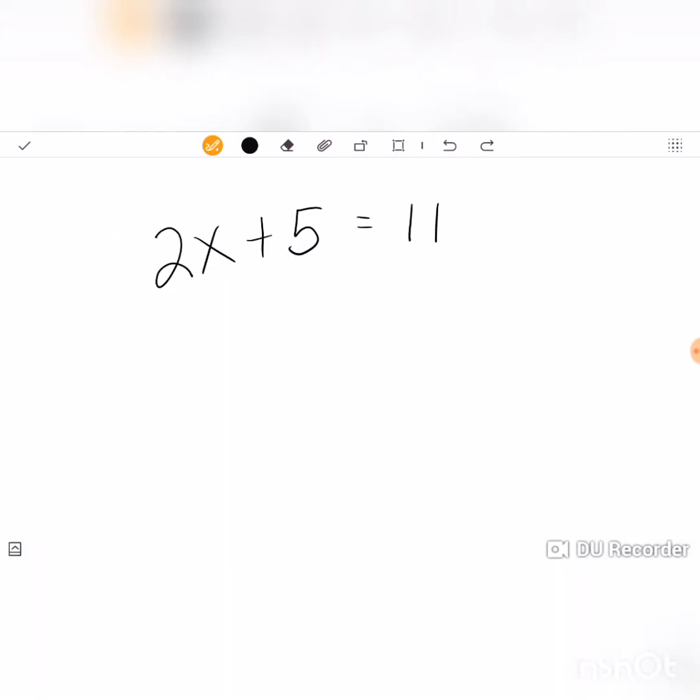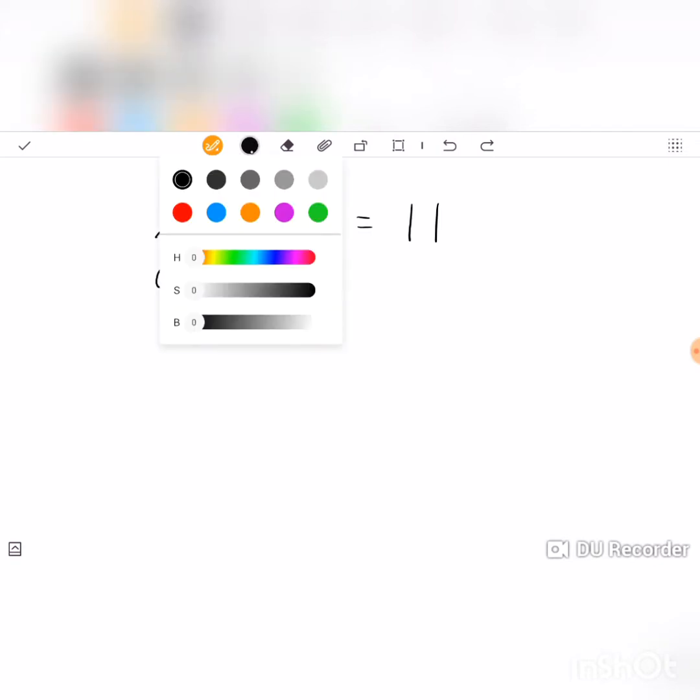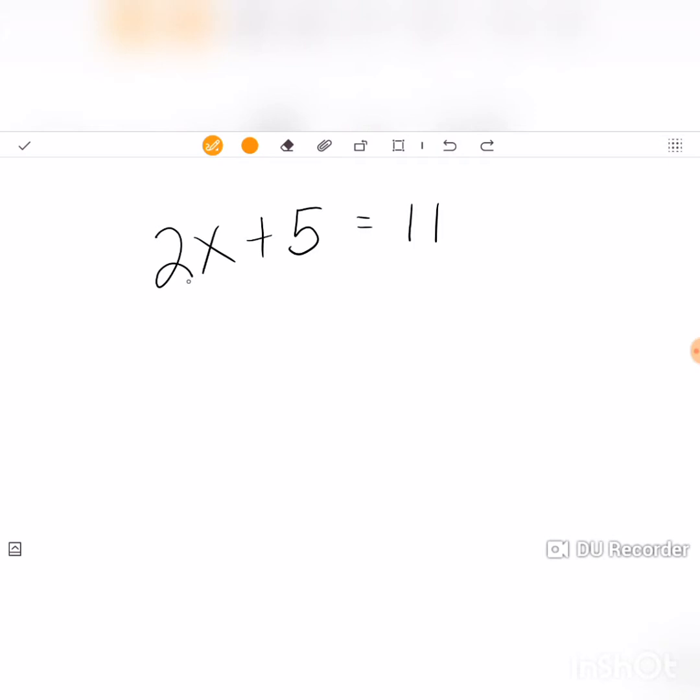We have 2x plus 5 equals 11. So if you look, there are two things happening. In between this 2 and the x, there's multiplication, right? If there's a number next to a letter, that's saying we're multiplying, okay? It's 2 times whatever x is, what our variable means. And then the other thing that's happening is we have this plus 5. So we have multiplication and addition.